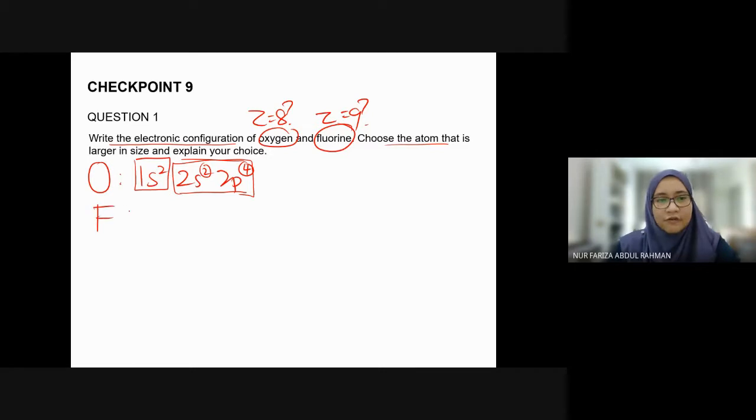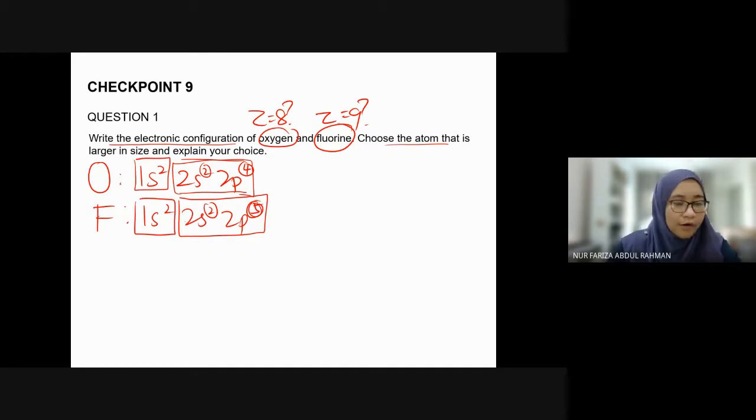Okay, so fluorine: 1s2, 2s2, 2p5. Okay, 5 plus 2 plus 2 is equal to 9. And fluorine comes from group 17. 5 plus 2 is equal to 7. So there are 7 valence electrons in fluorine. And fluorine comes from group 17. Okay, the highest n, remember the highest n. So this is the core electron for fluorine.